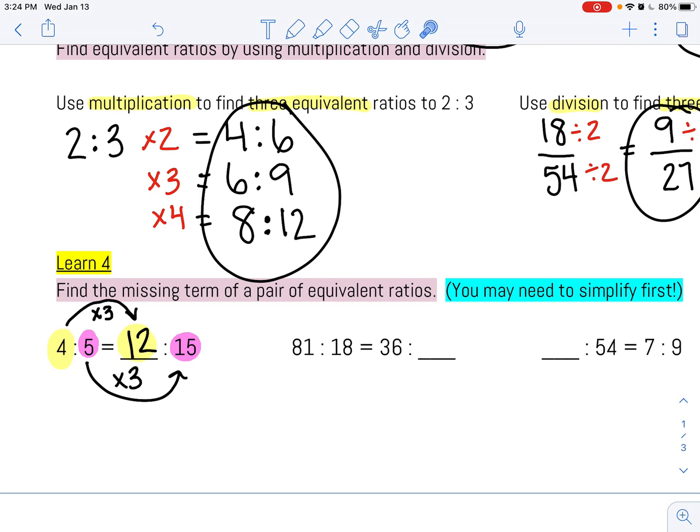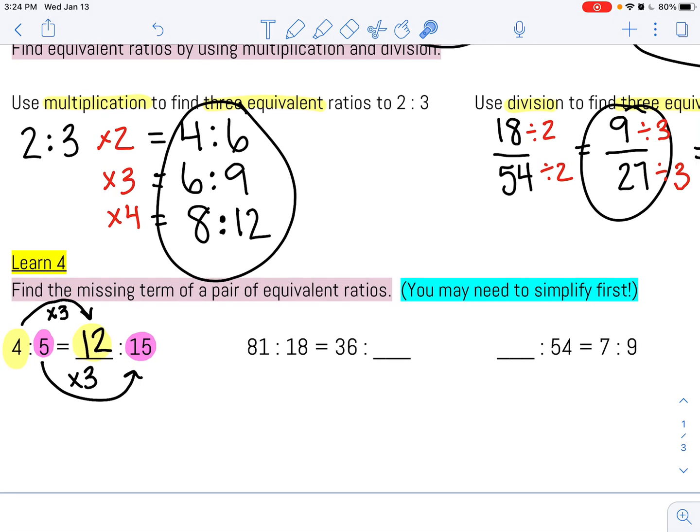So this is the kind of work that I would need to see. I want to see you highlighting the matching terms and then showing either what you're multiplying by, dividing by, simplifying by, anything like that to find your missing value. Let's look at the next example.